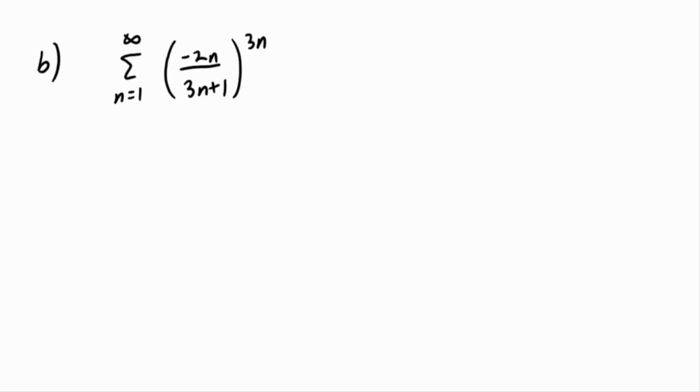Again, we want to show convergence or divergence. The sum n equals 1 to infinity, negative 2n divided by 3n plus 1 to the 3n power. And right away, your brain, after a little bit of practice, is going to tell you, ooh, I should maybe use the ratio test in this.